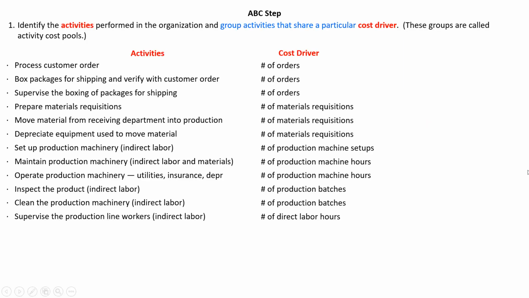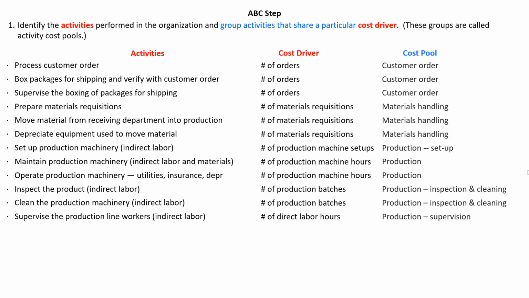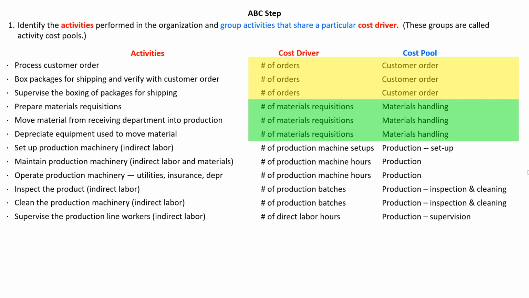When we have identified the cost driver for each activity, we can group the activities into cost pools. Notice that we have 3 activities that share number of customer orders as their cost driver, so we group these into a cost pool called customer order. We happen to have 3 activities that share number of materials requisitions as their cost driver, so they are grouped into a cost pool called materials handling, and so on. So at this point, we've completed step number 1 of the activity-based costing system.